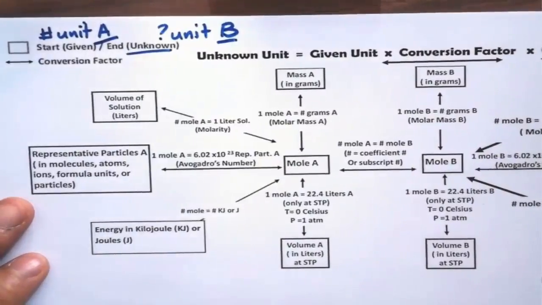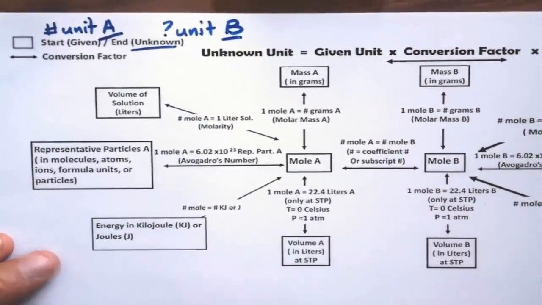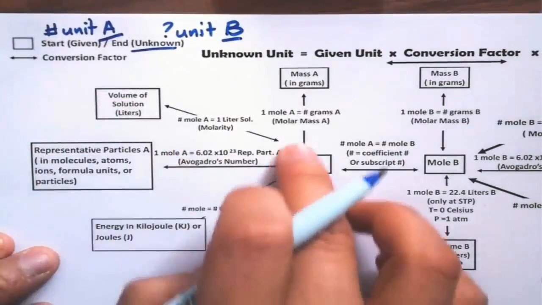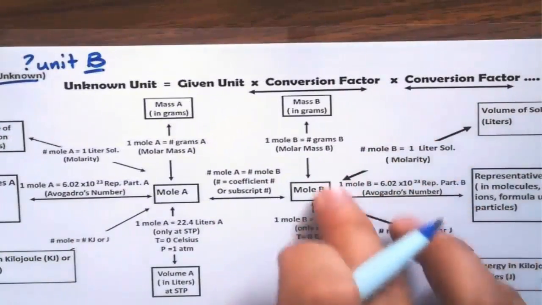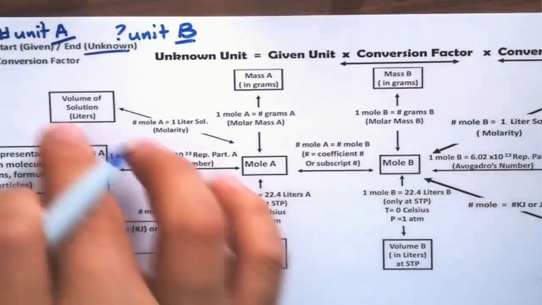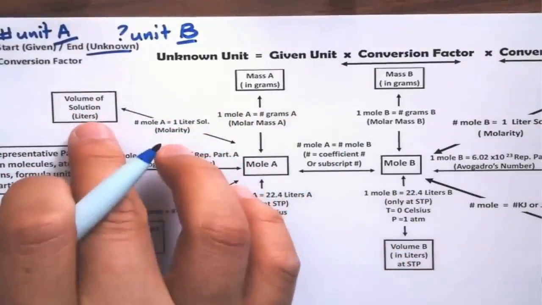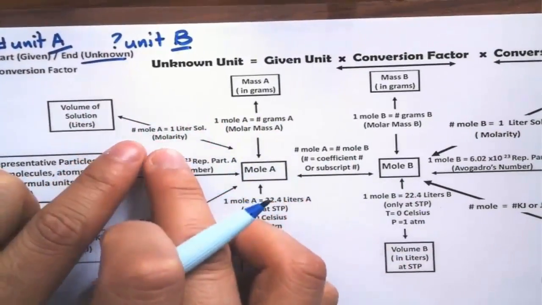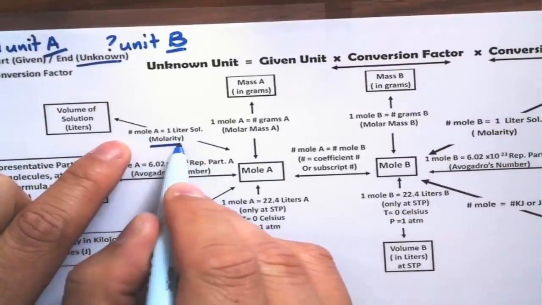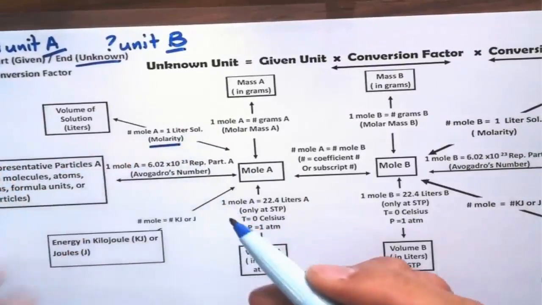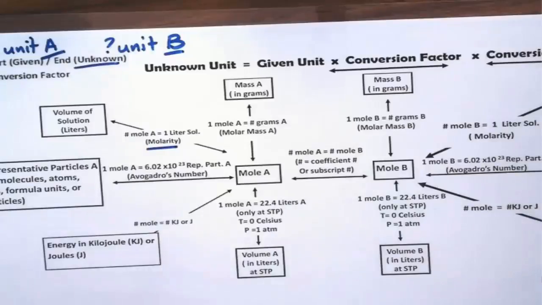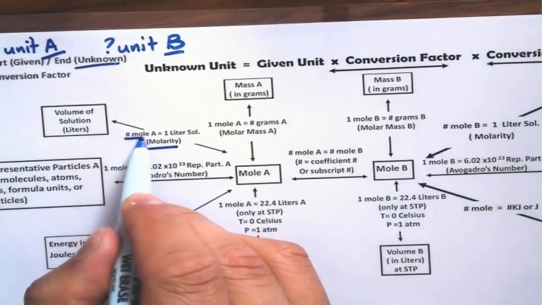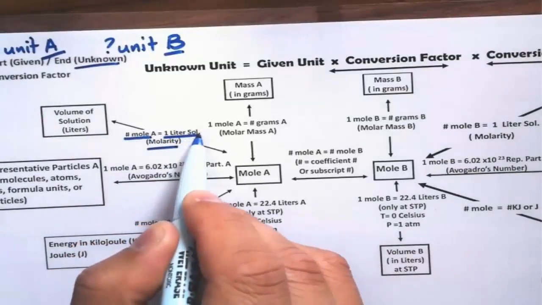Now in this lesson, we are going to look at this part of the flowchart right here. But in this case, for Gen Chem, we're only looking at this part. How are we going to use that conversion factor right there? This conversion factor is called molarity. And molarity is basically the number of moles of A equal to 1 liter of solution.